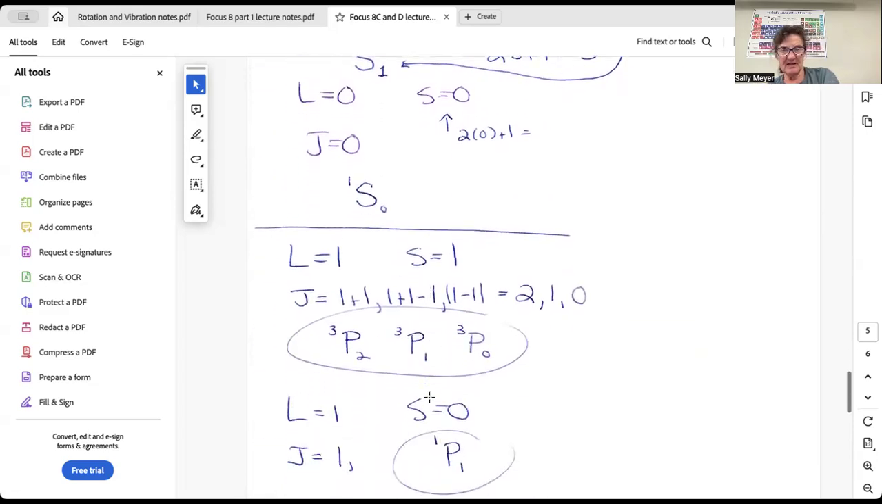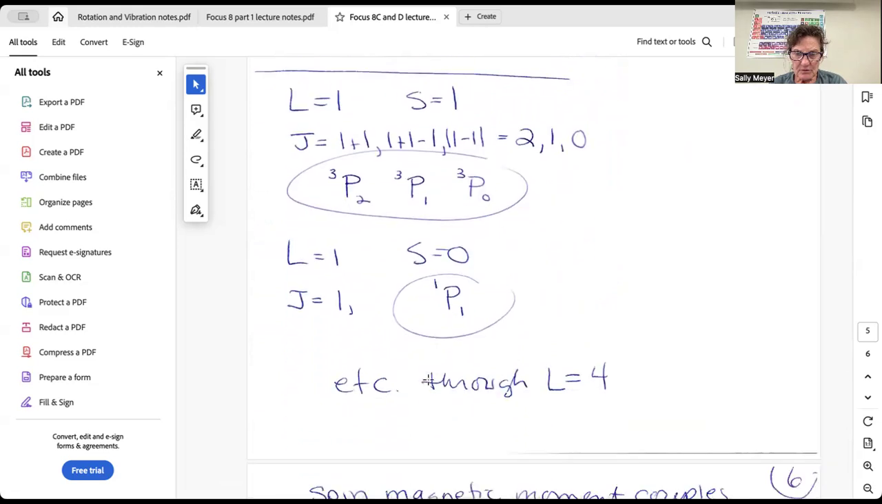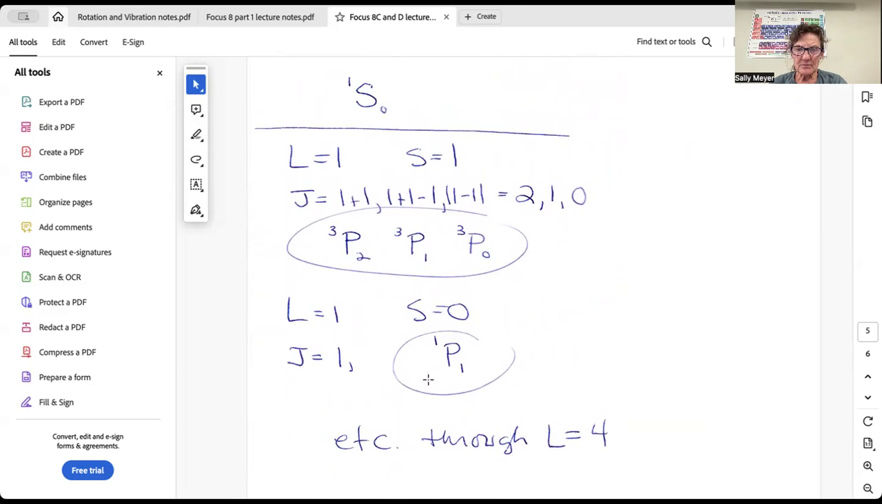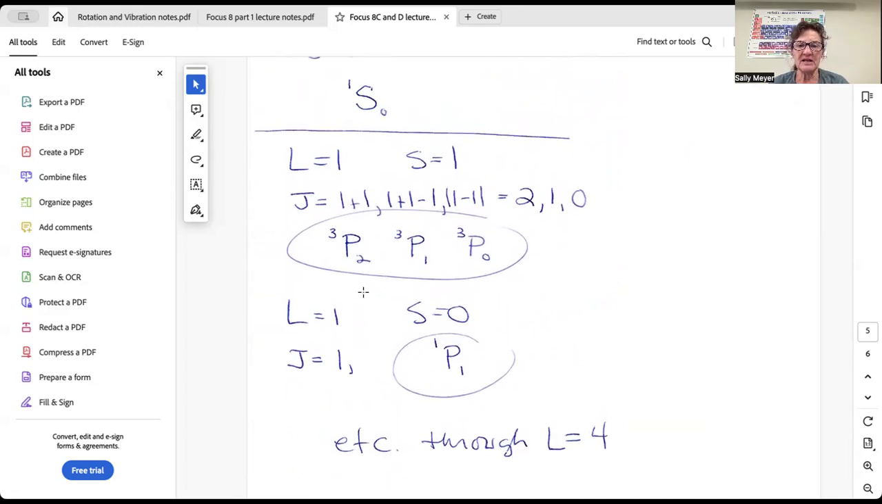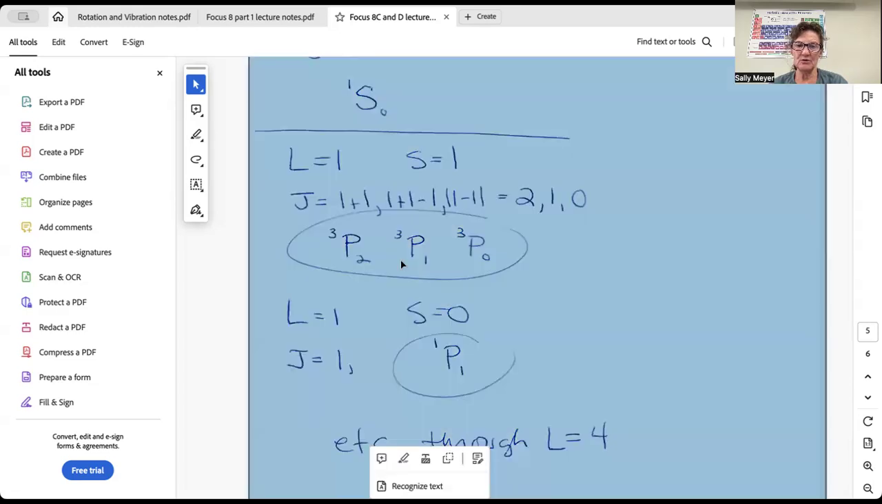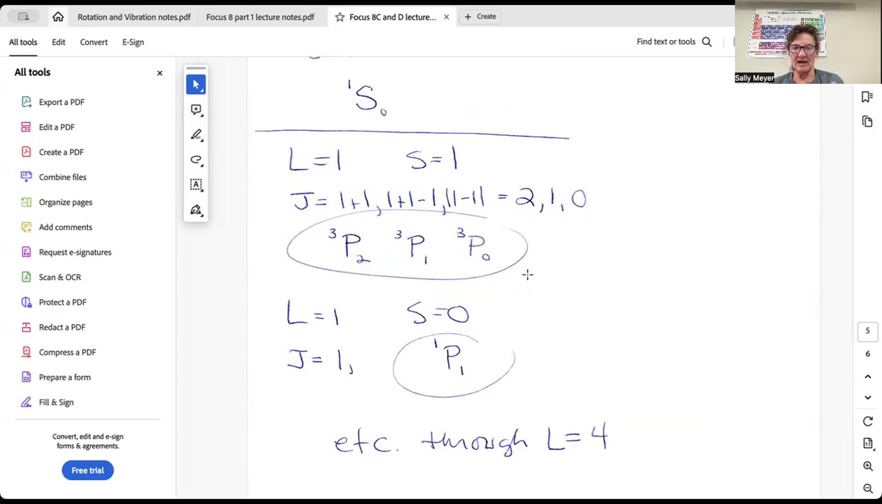So if we do the same thing for L equals 1, we have to couple it to S equals 1. When we do that, we get 3 P terms. So P in the middle because L equals 1. Multiplicity of 3, it's a triplet because S equals 1. So that's our superscript. And then we have total angular momentum of 2, 1, and 0. So we have 3 different energy levels when we've coupled together the L equals 1 and the S equals 1.